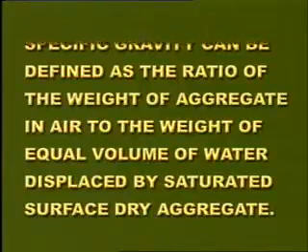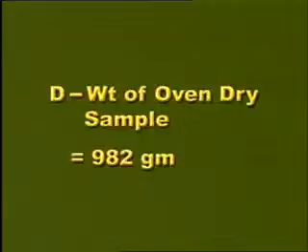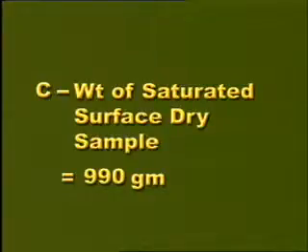Specific gravity can be defined as the ratio of the weight of aggregate in air to the weight of equal volume of water displaced by a saturated surface dry aggregate. Specific gravity of coarse aggregates can then be calculated as D divided by C minus A minus B, where D is the weight of oven dry sample of aggregate, which is 982 grams in this case. C is the weight of saturated surface dry sample, which is 990 grams.